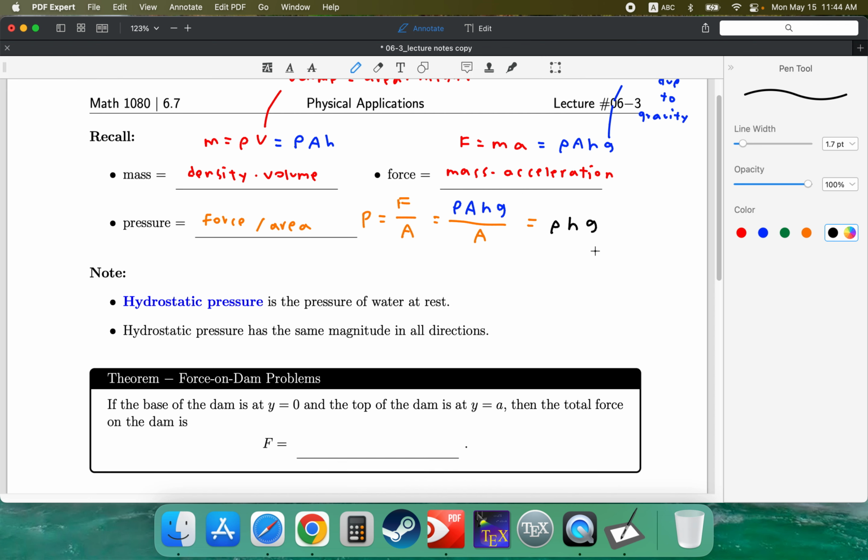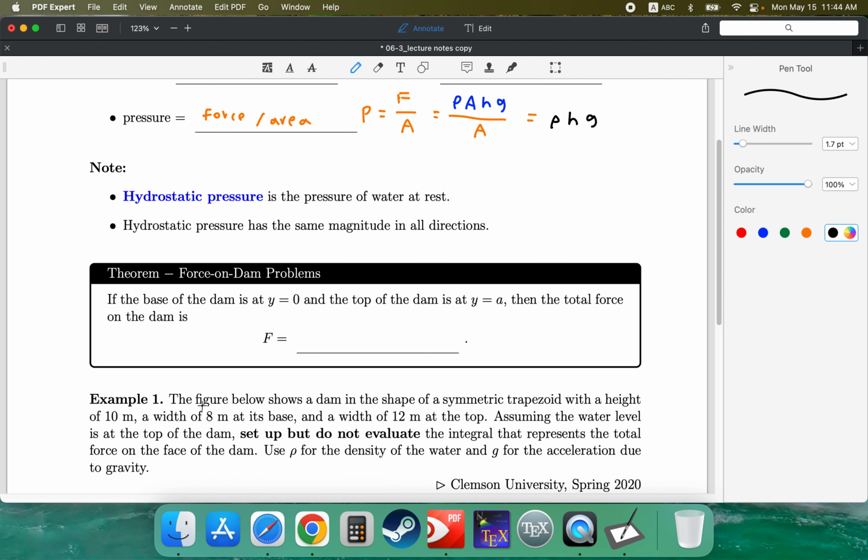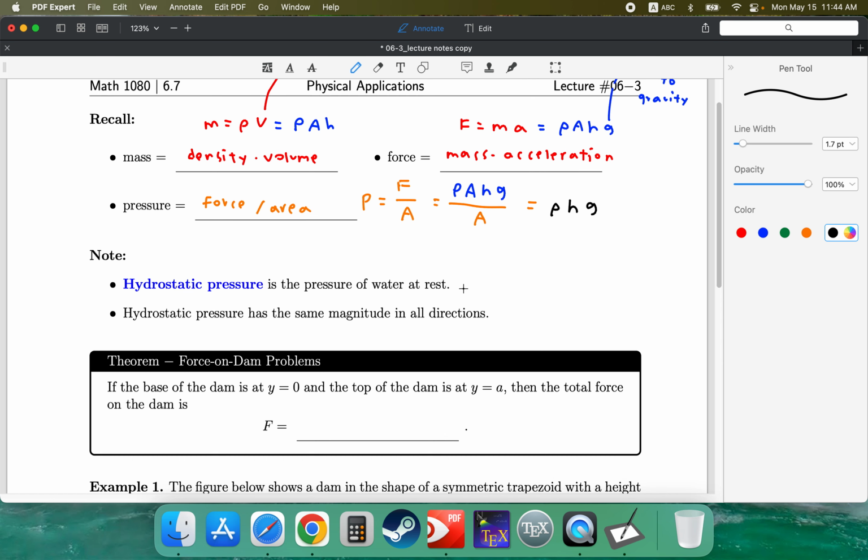Okay, so here we have some notes. Hydrostatic pressure is the pressure of water at rest. And hydrostatic pressure has the same magnitude in all directions. Okay, so right here, let me just keep this formula in secret for now. And let's do example 1 directly. Okay, and after finishing example 1, let's see if we can write down the formula on our own. Okay, so in this way, you don't try to memorize this formula and then just plug in the formula. No. Okay, I want to walk you through this whole process.